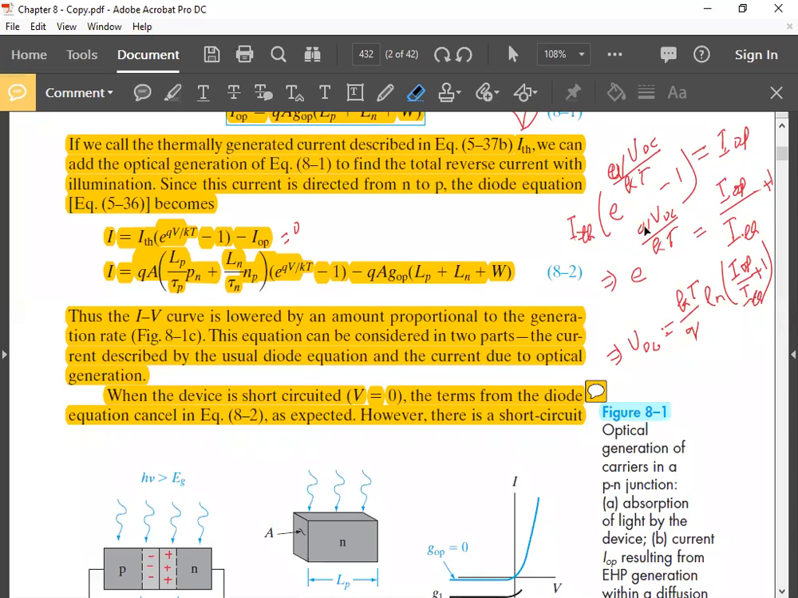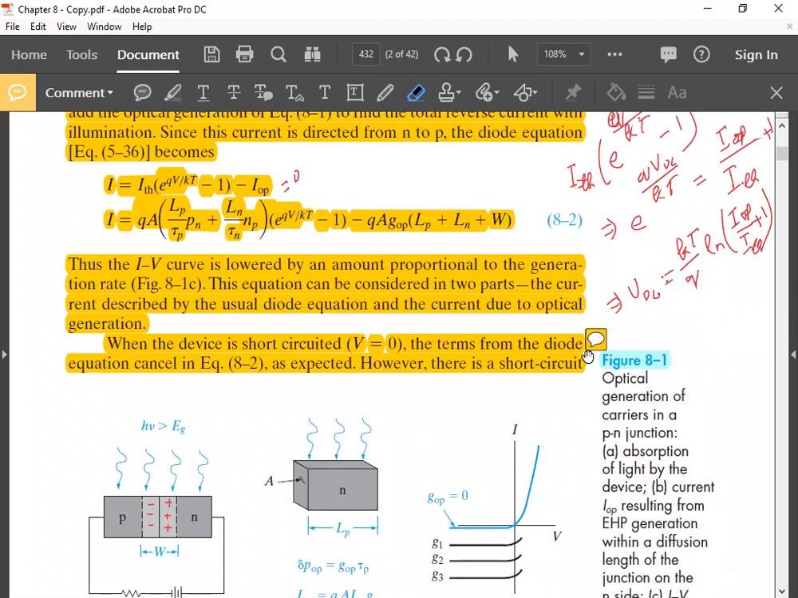So from there, you get e to the power qVoc by kT is equal to Iop by I thermal plus 1. This one will go to this side. So from here, Voc is kT by q ln of this, right? Yes, sir. So this Voc is an interesting thing.